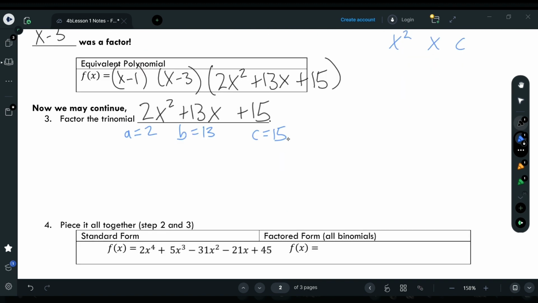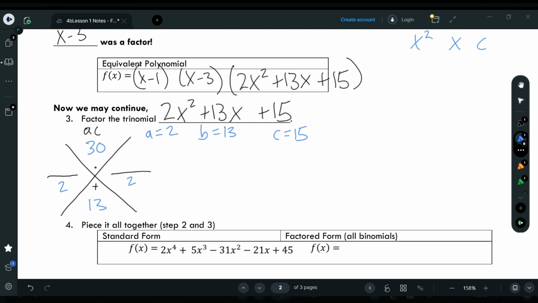And let's go ahead. On the top, we'll do A times C. So 2 times 15 is a 30. On the bottom is our B value, which is 13. And then once we find the two numbers to make this work, we're going to divide them by A. So we're going to divide by 2 here and here.